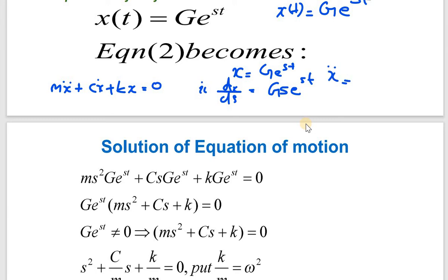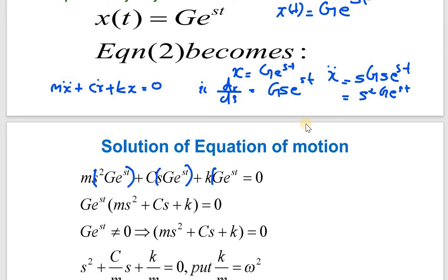And what will be x double dot? It is the next differential. I take the differential of this one: G into s, and s will be there, s into s, e raised to st. That is s square G e raised to st. So my x is G e raised to st, my x dot is G s e raised to st, and my x double dot is s square G e raised to st. Now I am substituting in this equation: m times x double dot, then c times x dot and k times x. So this is my equation.